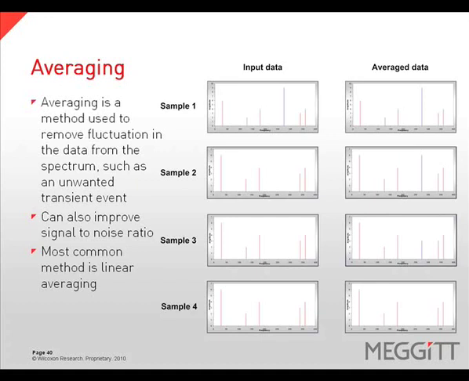Averaging is a method used to remove fluctuations in the data from the spectrum, such as unwanted transient events. The more averages you use, the less fluctuation there will be. This can also improve your signal-to-noise ratio. The most common method is linear averaging.